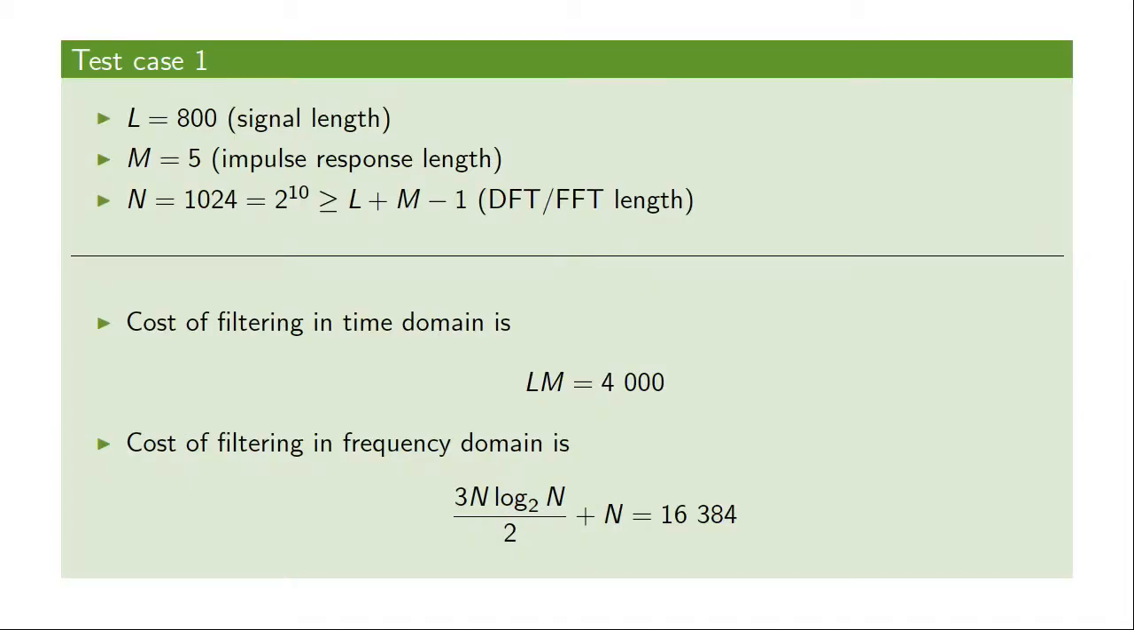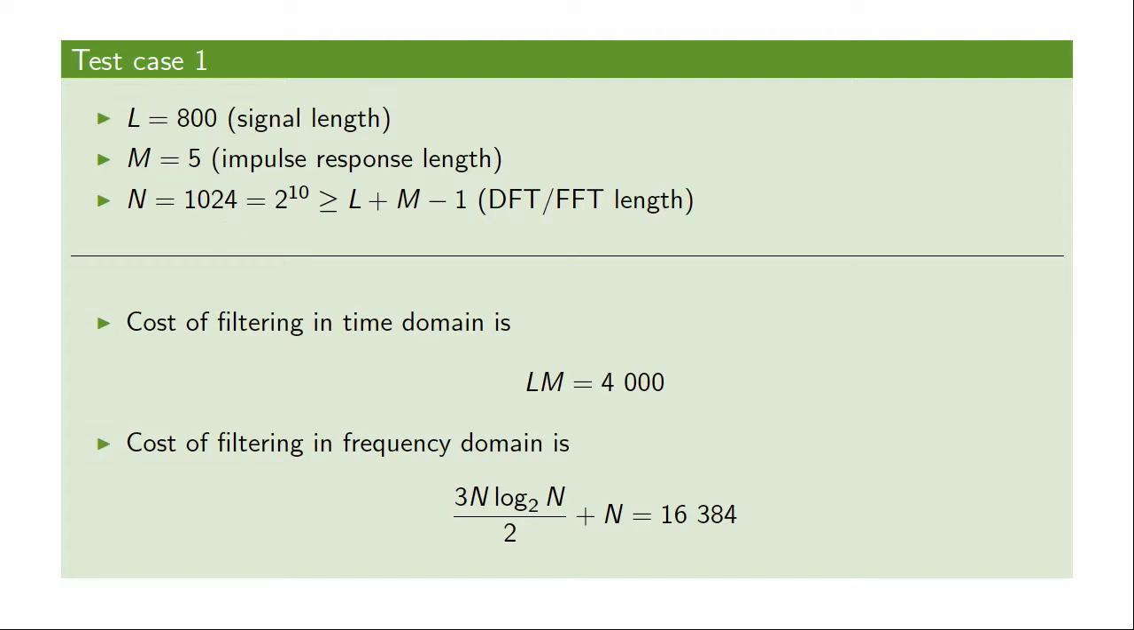So let's answer the question by considering a simple example. Let's assume that we have an input signal of length 800, we have a filter of length 5, and we need to choose a length for the DFT and the FFT. And we know that this should be a power of 2 in order to be able to apply the FFT algorithm. And it also has to be greater than L plus M minus 1. And it turns out that the smallest integer power of 2, which is greater than L plus M minus 1 in this case, is 2 to the power of 10, or 1024.